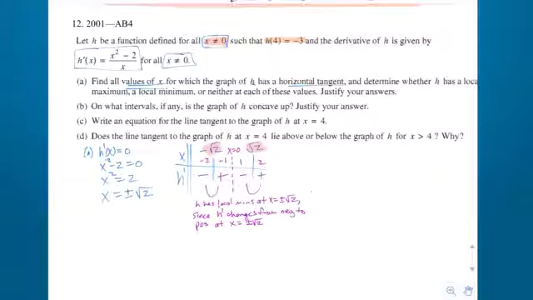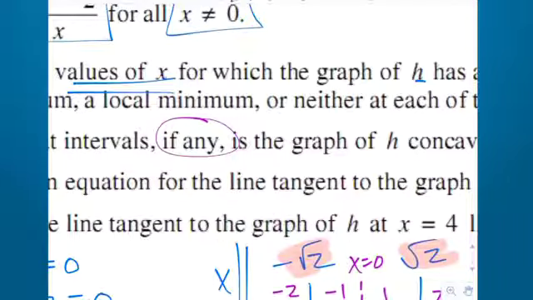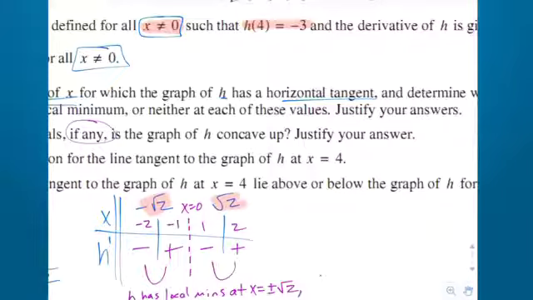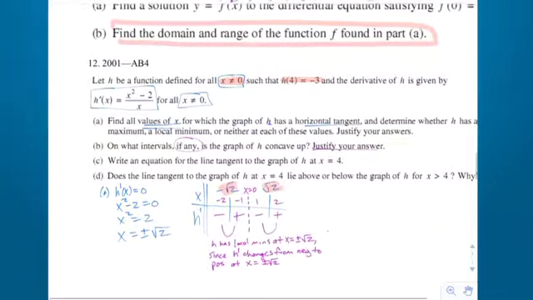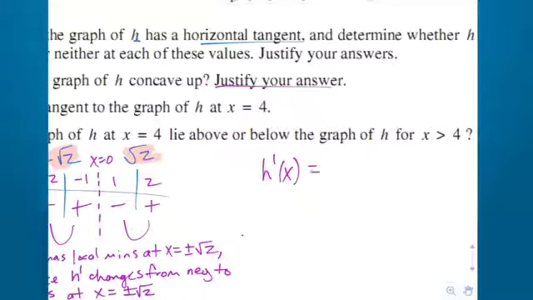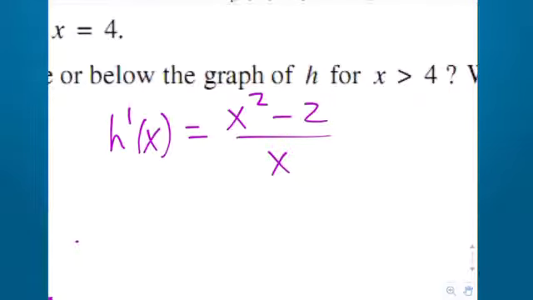Part B. On what intervals, if any, that's mathematical foreshadowing, could be 0, is the graph of h concave up? Justify. All right, so any function is going to be concave up when its second derivative is positive, greater than 0. Second derivative is concavity. I have the first derivative, so I need to find the second derivative and then see where it's greater than 0.